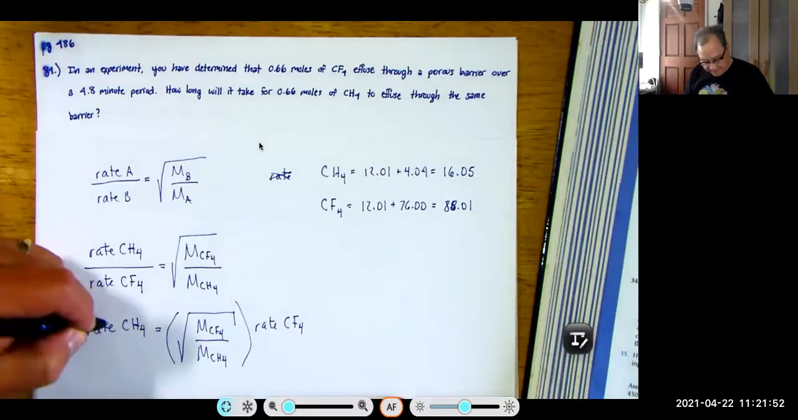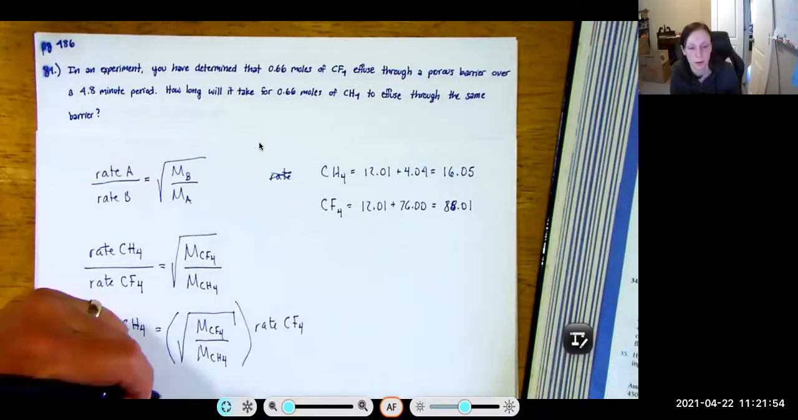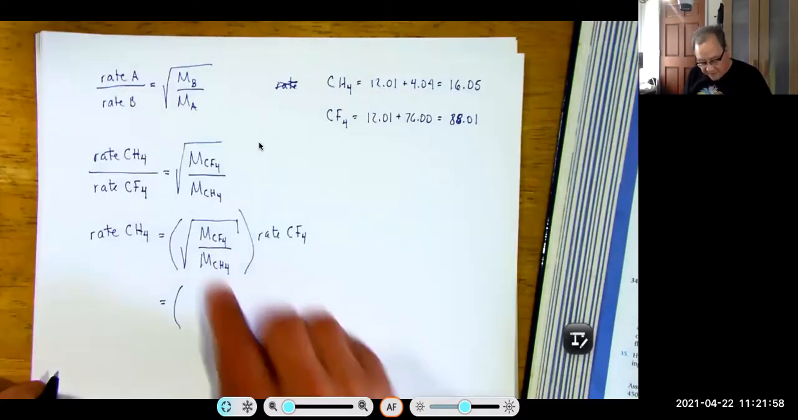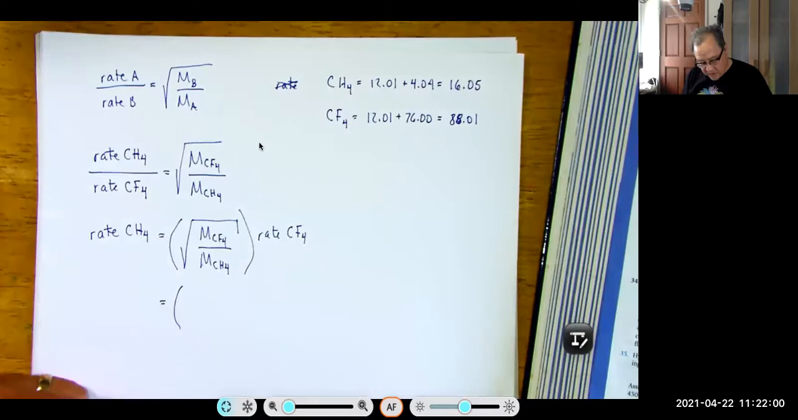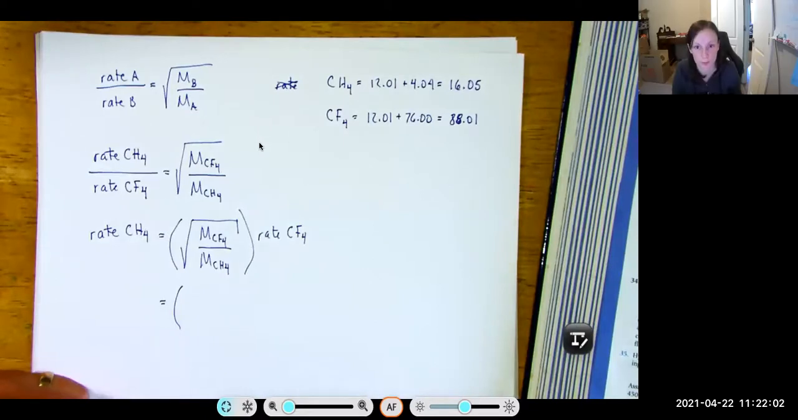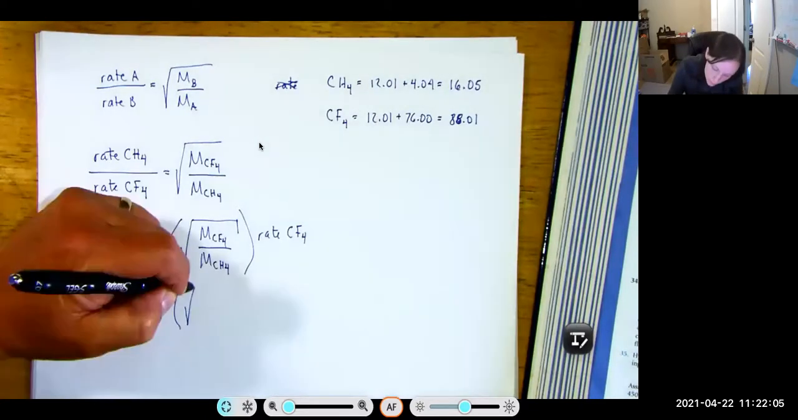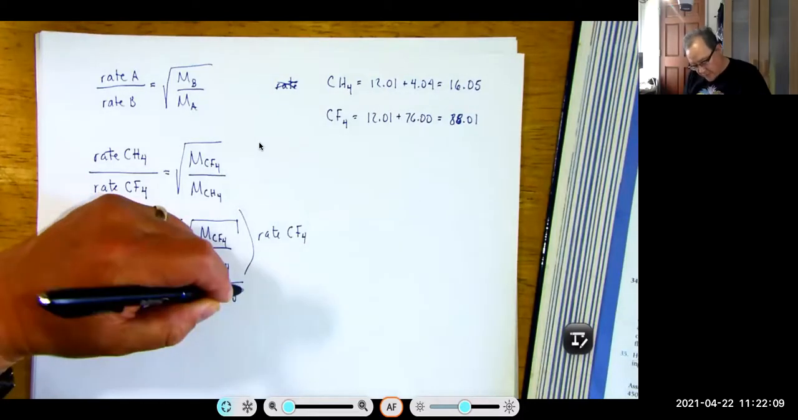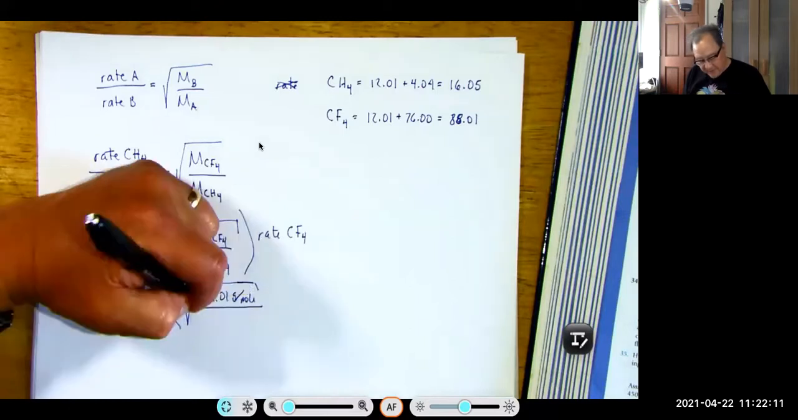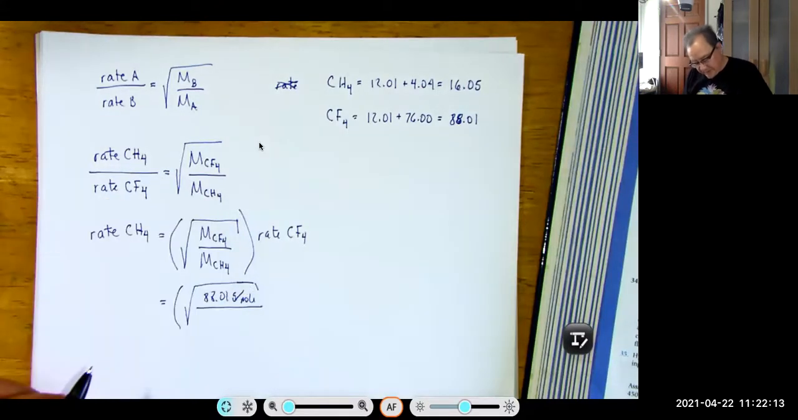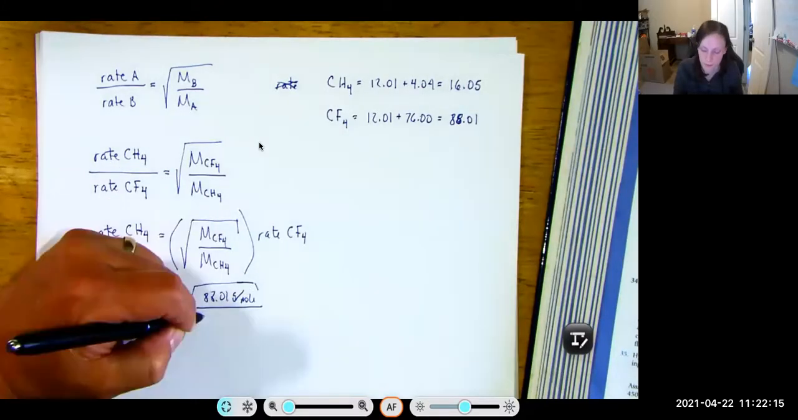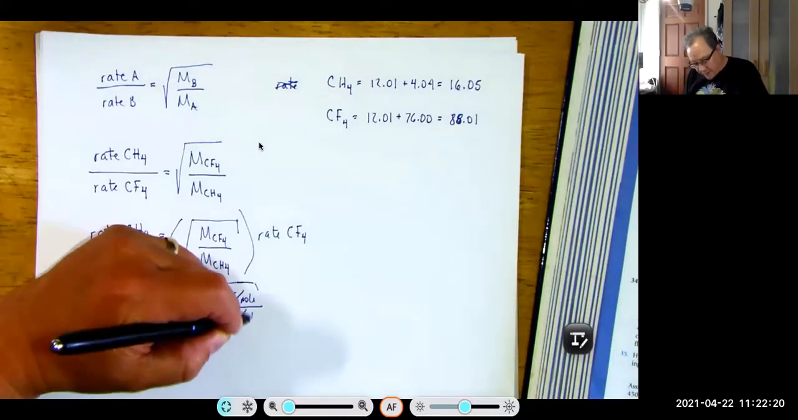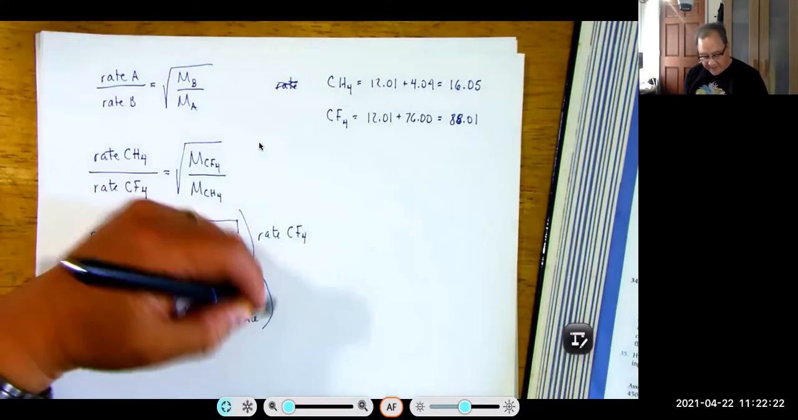We plug in what we know. Okay, so what is the molar mass of CF4? 88.01 grams. I'm going to put grams per mole. And CH4? 16.05 grams per mole. So naturally the grams per mole cancel and we have 88 divided by 16.